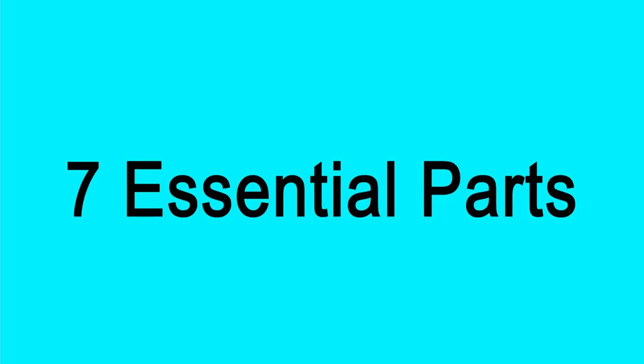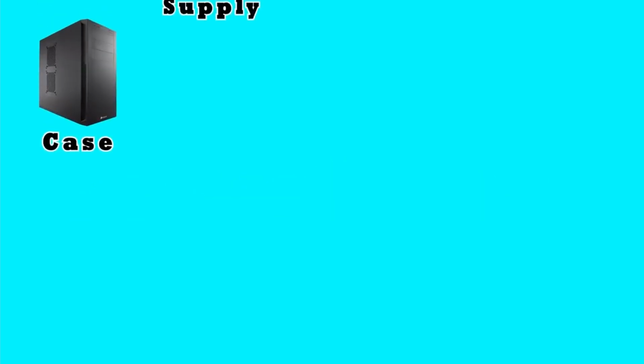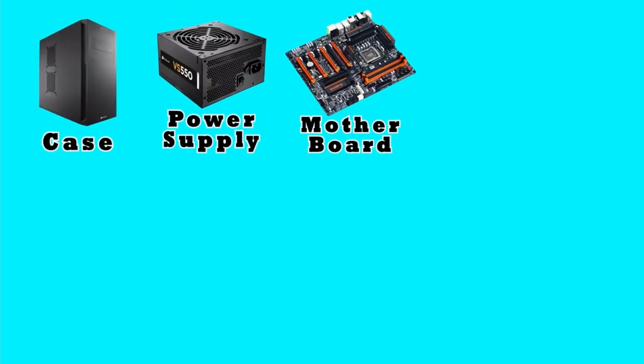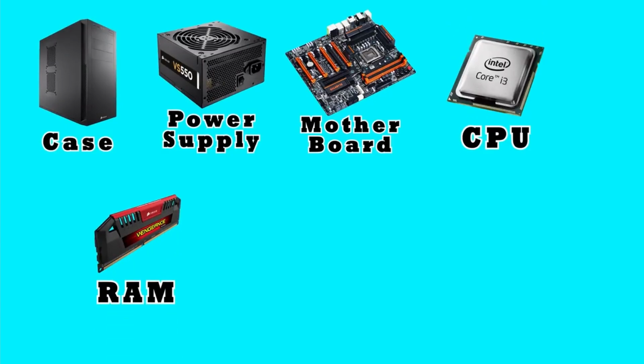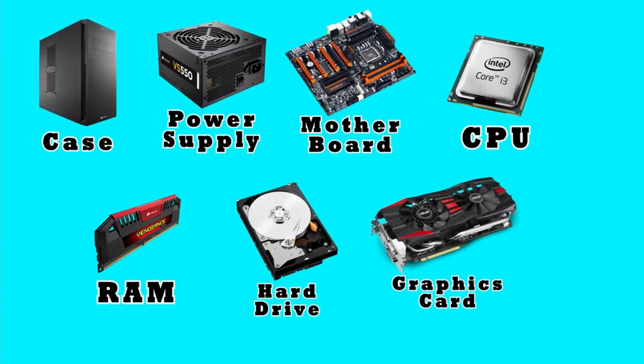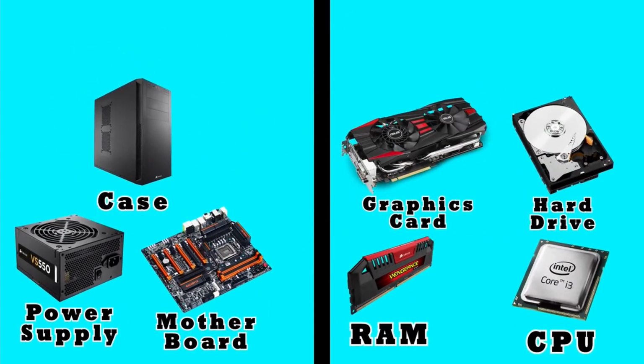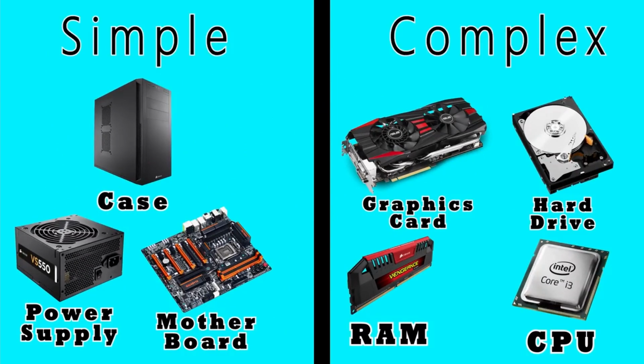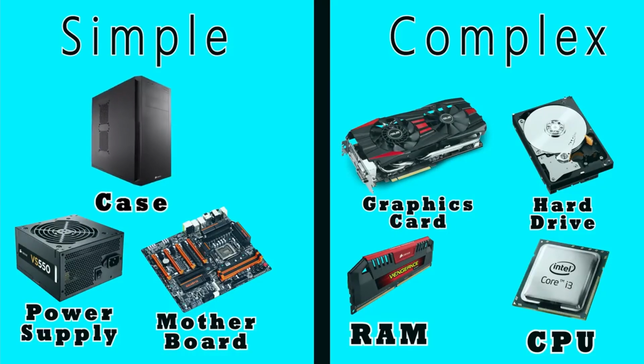A typical desktop computer comes down to these 7 essential parts: case, power supply, motherboard, CPU, RAM, hard drive, and graphics card. These are the fundamental parts of any desktop computer. It may seem daunting at first, so let's separate these into 2 categories: simple ones and the more complex ones. For starters, let's look at the case.